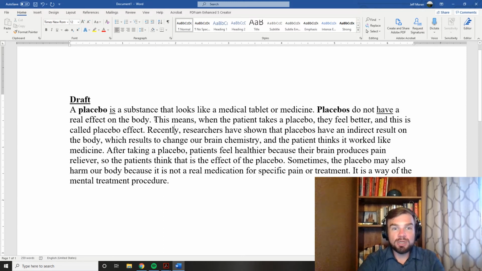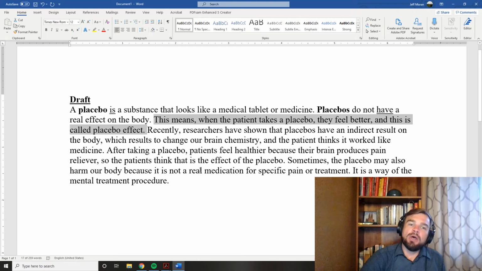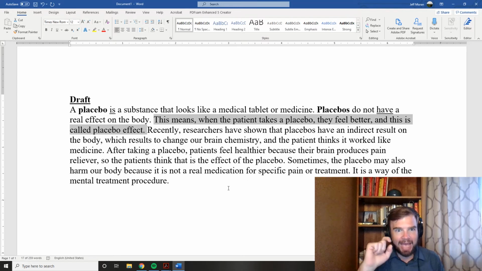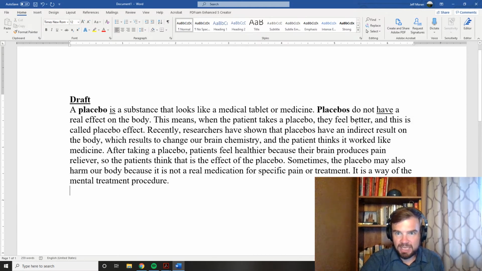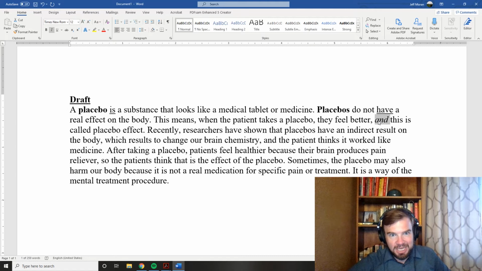Now we're going to do one more example together, and then I'll show you how I want you to type this in this assignment. So third sentence: this means when the patient takes a placebo, they feel better, and this is called placebo effect. So hopefully, remember, a big part of this lesson is conjunctions. Hopefully you notice right away a coordinating conjunction, right? So we already know we have a coordinating conjunction, but what else is going on?